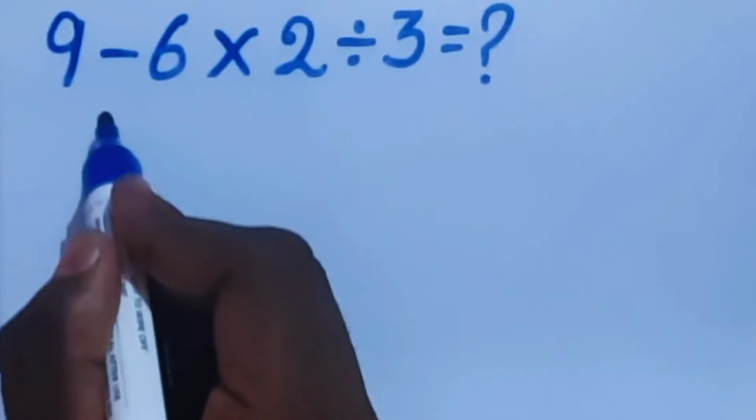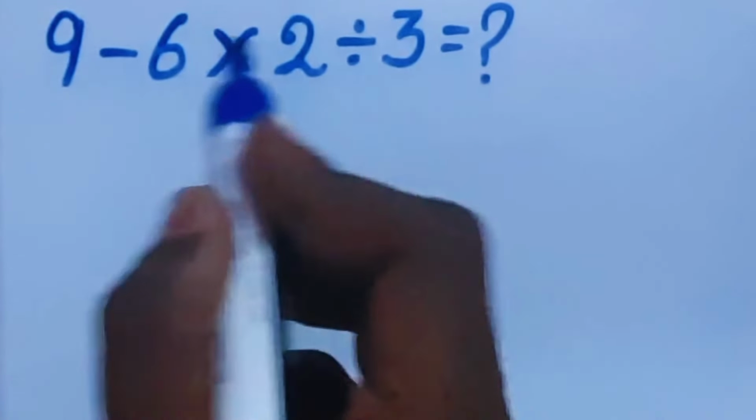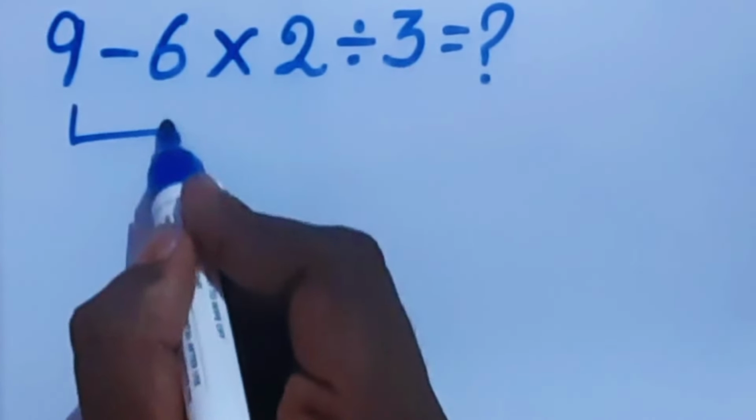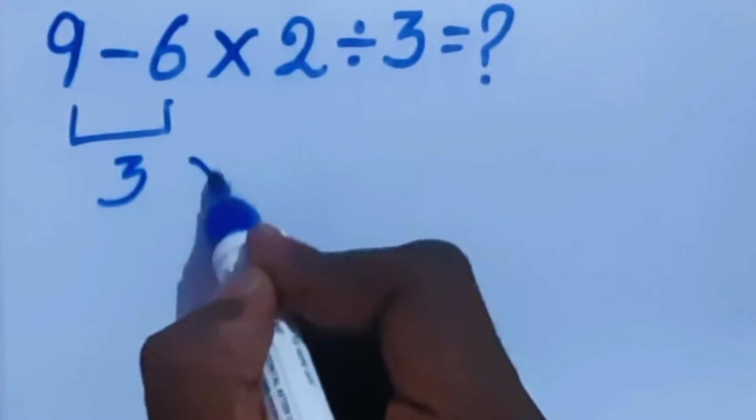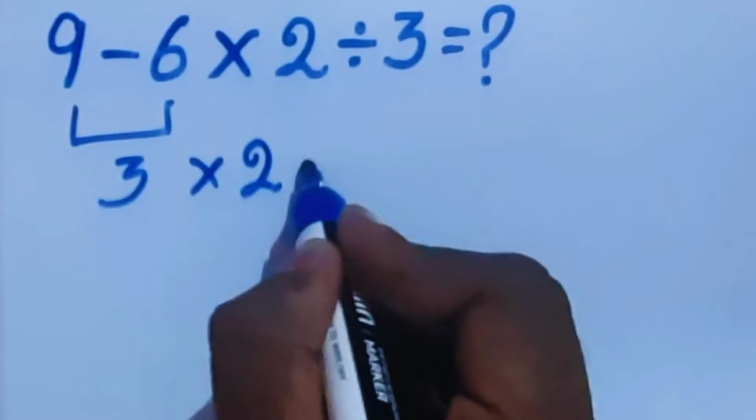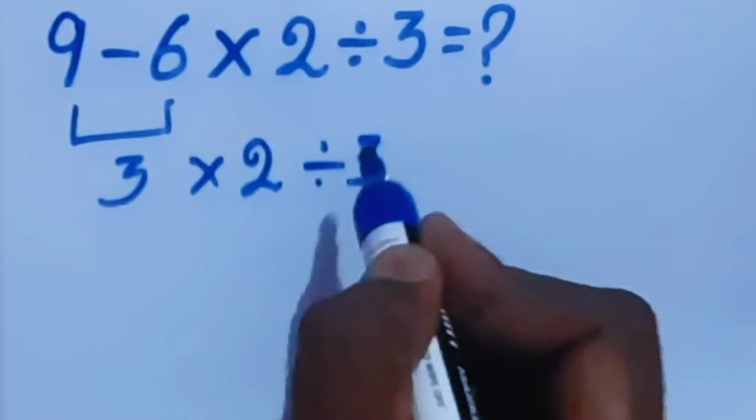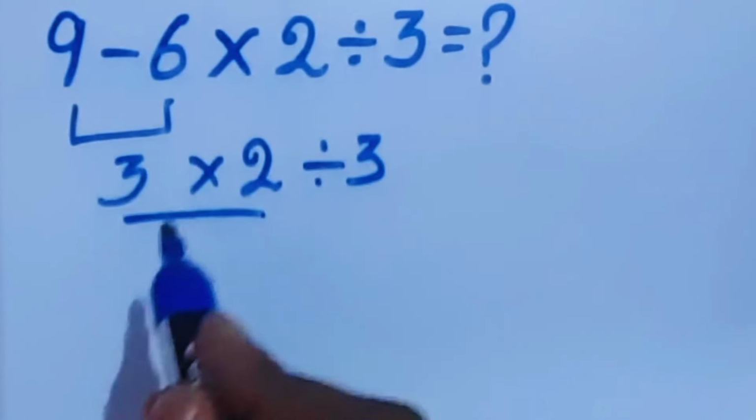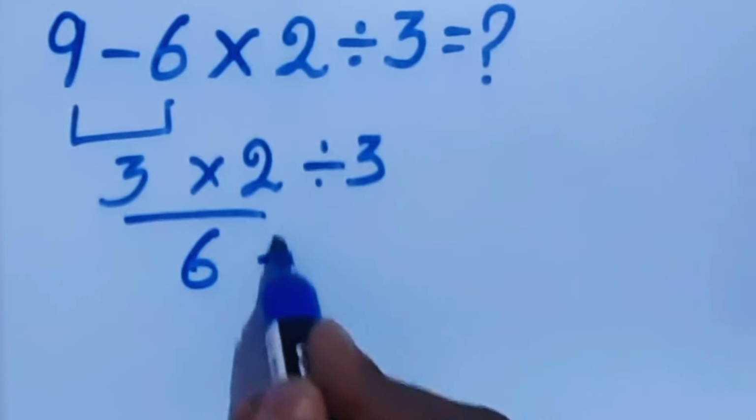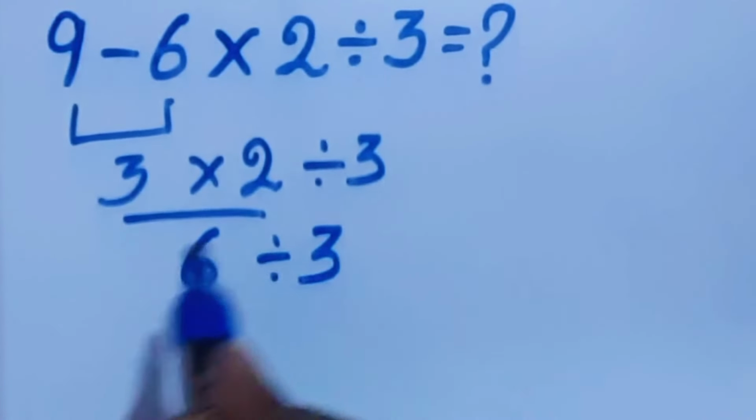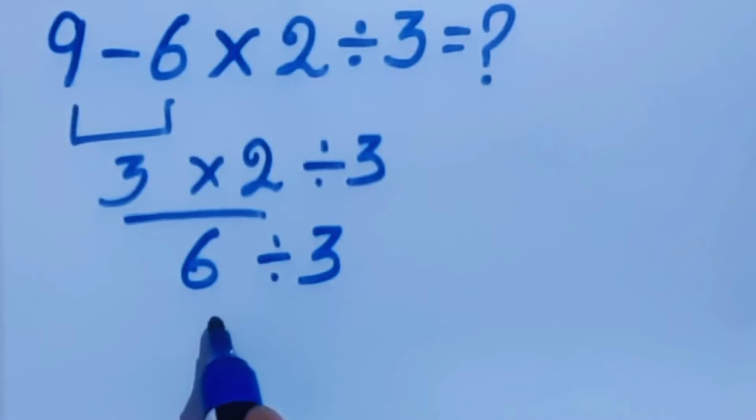Hello guys, most of them get answer 2 for this problem. It is wrong. Let's see. 9 minus 6 is 3. Multiply this by 2. Divide by 3. Now 3 times 2 is 6. Divide by this 3. So 6 divided by 3 is 2.